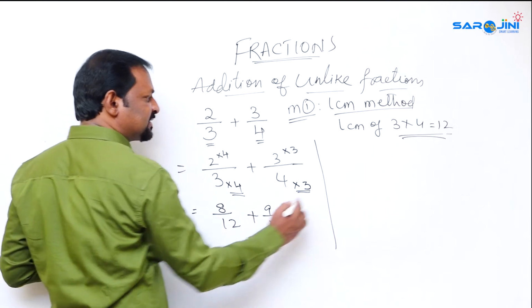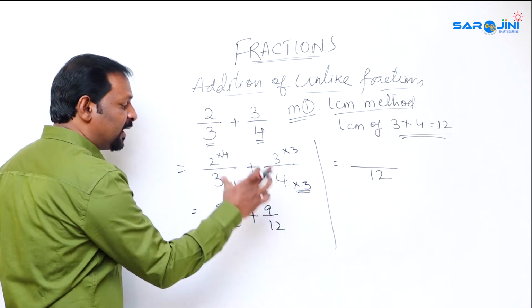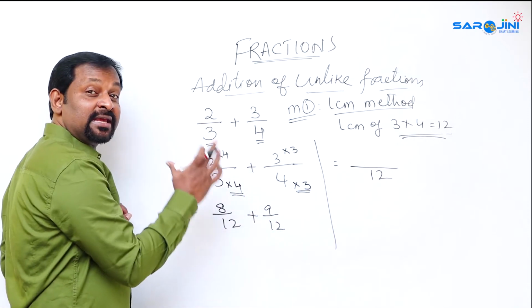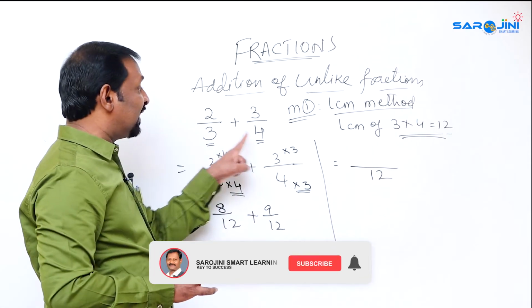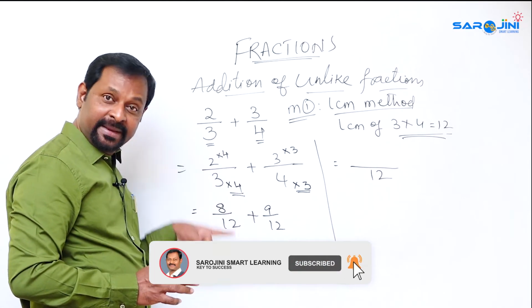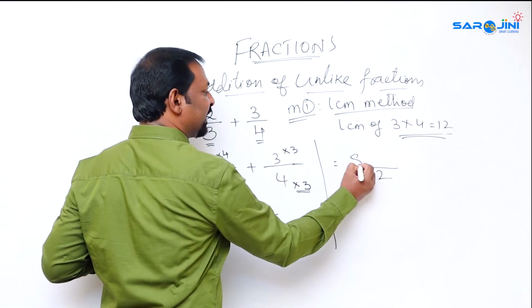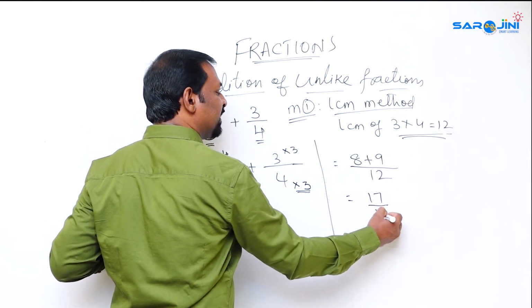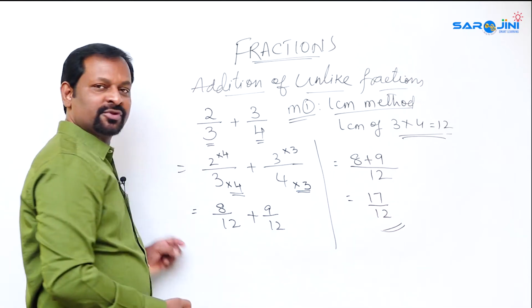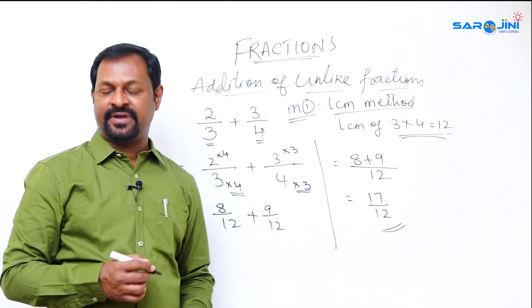So the denominators are the same. What I told you: when the denominators are the same, it becomes like fractions. It was actually an unlike fraction, but we made it into like fractions. So 12 is the denominator and the numerators are 8 plus 9, which is equal to 17 by 12. This is the answer. In this way, you can do addition of unlike fractions.